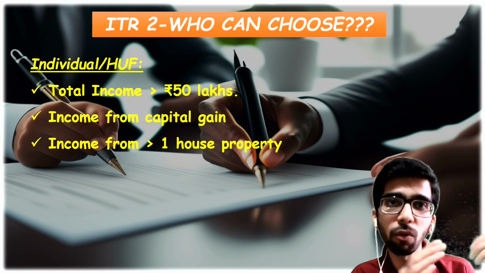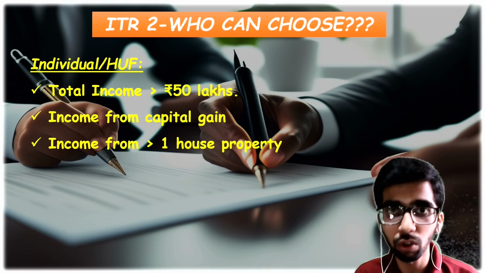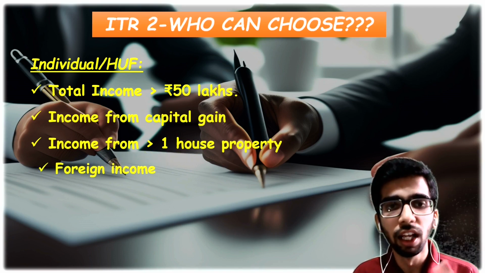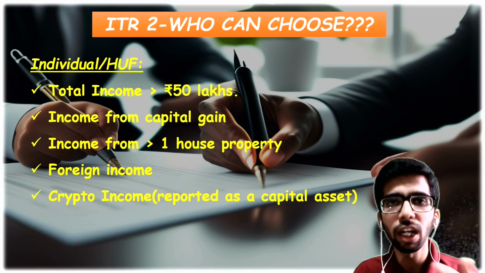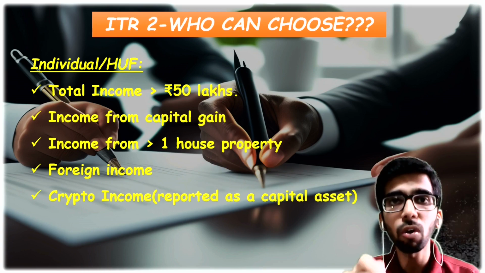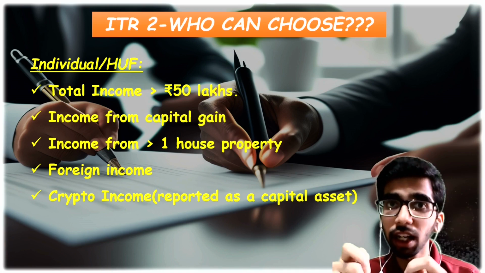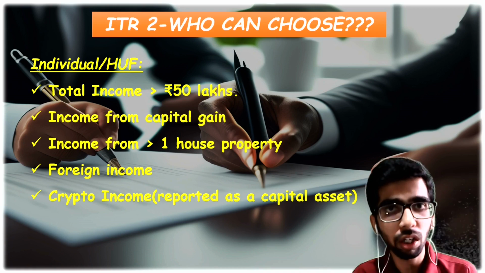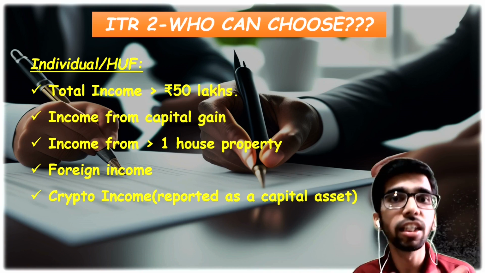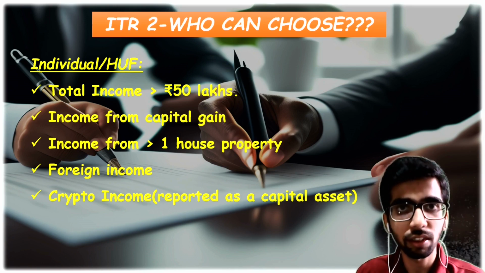Income from more than one house property. If they are having only one house property, it can be filed through ITR 1. Foreign income and next, crypto income. If you are trading in cryptocurrencies and you report it as a capital asset, then it will be shown under capital gain, and then ITR 2 can be used. If you report it as a business asset, then you cannot use ITR 2. You can use ITR 3. That we will go into in the next slide.